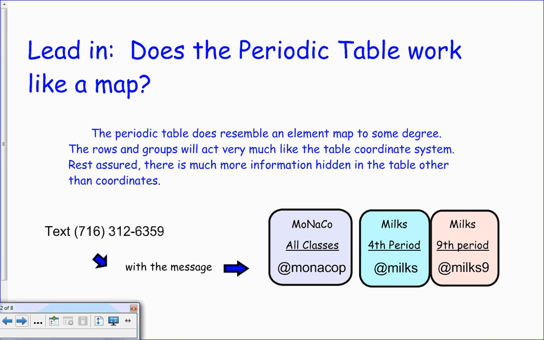So, does this periodic table work like a map? The answer is yeah. It does resemble an element map to some degree. The rows and groups kind of look like Battleship to me. The rows and groups are going to act much like the table coordinate system, like A1, you select my battleship. We're going to call things by groups and rows, and you're going to use it kind of like a coordinate system. There's much more information hidden in that table other than just those coordinates, group and row. We're going to start to look at that as we go on through the rest of our movies.